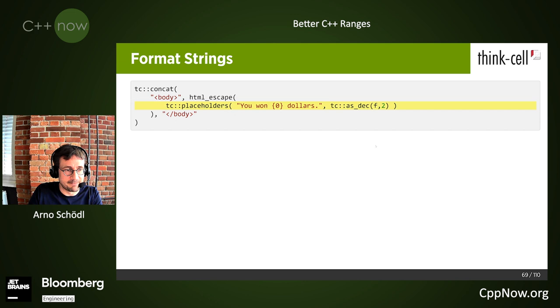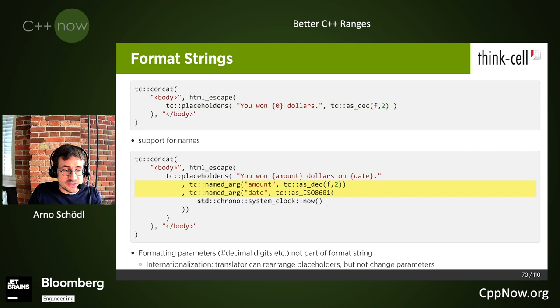Now, what you would also probably want are placeholders, for example for internationalization. So if you can write these kinds of things, in here you can have placeholders, and these placeholders are again replaced by ranges. Essentially, you could also have a string here. It doesn't really matter. This is just a character range. There's also support for named arguments, so you don't have to write a zero. You can write, say, amount, and then you bind that range together with some sort of name.